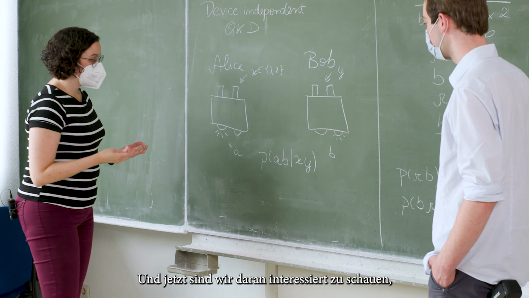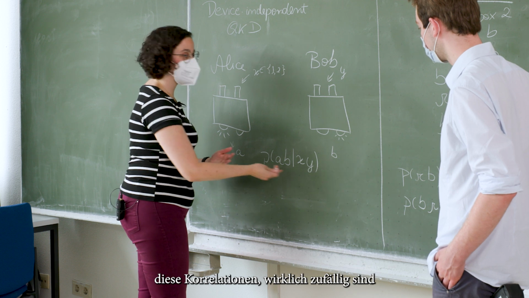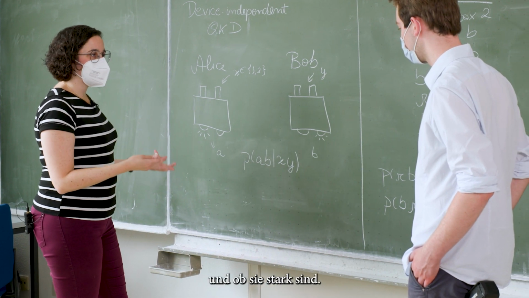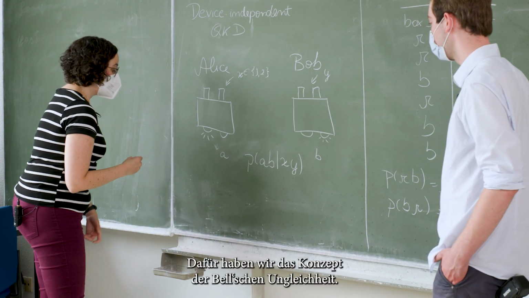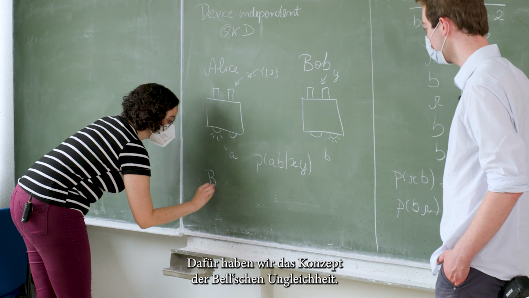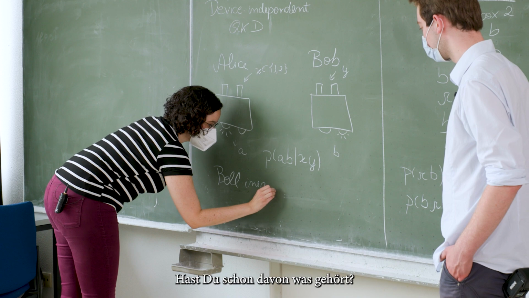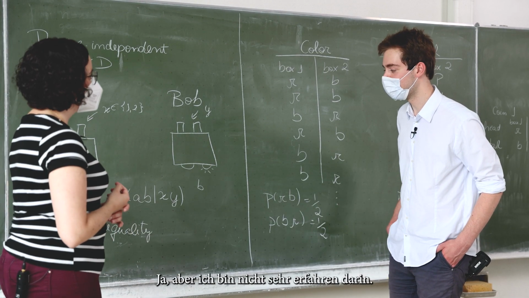And now we are interested to see, okay, can I guarantee that these probability distributions, these correlations, are really random, and they are strong, but they are really random, or there is an explanation for these correlations, okay? And for that, we have the concept of a Bell inequality. I don't know if you heard about that before. Yes, but I'm not quite experienced with them.